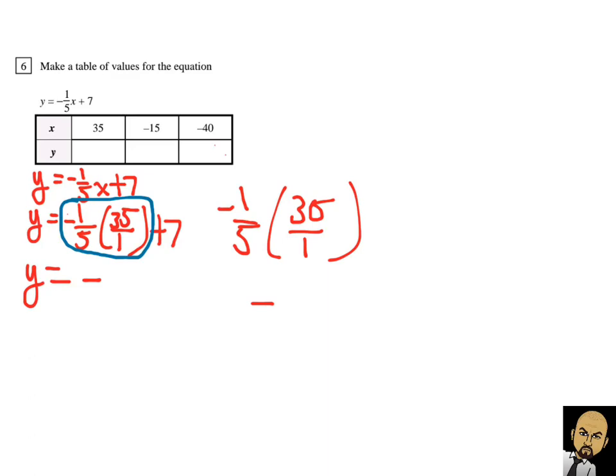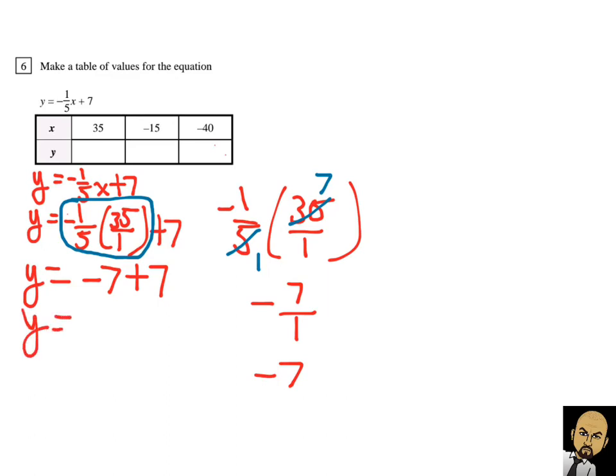Again, a negative times a positive is negative, and you should see that the 5 and the 35 have a common factor of 5. Most of you call it cross-canceling, so you can see that 5 goes into 35 7 times. You multiply your numerators, you end up with negative 7 once, which is negative 7. And then you continue on with your problem by bringing down the plus 7. So we have y equals negative 7 plus 7.